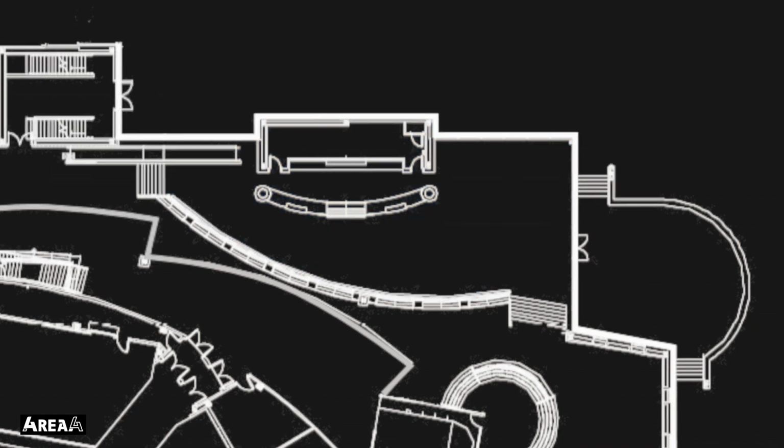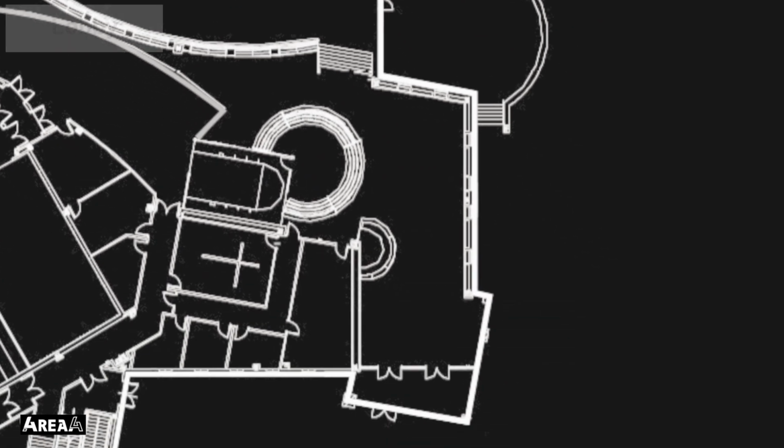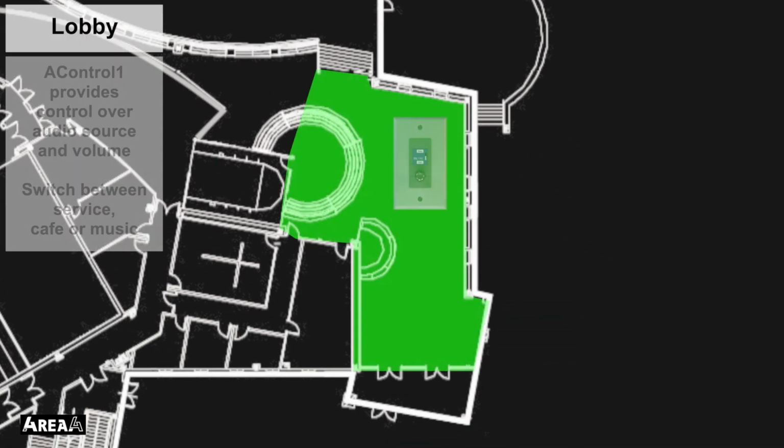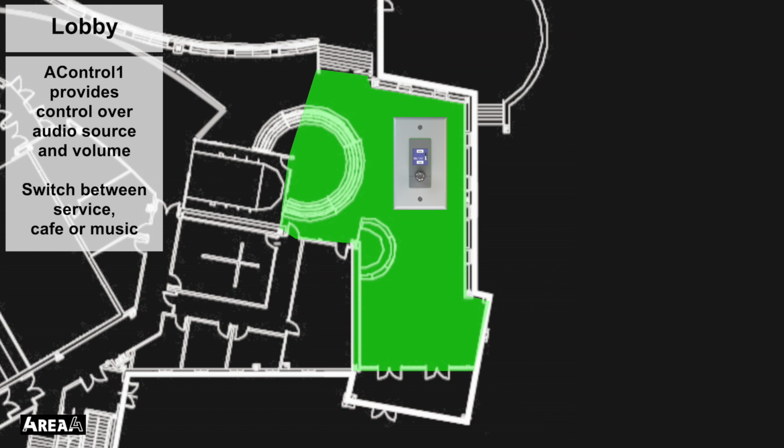In the lobby, Area 3, is an A-Control-1. This makes it possible to listen to the service from outside the main venue. The A-Control-1 is set up as a source selector, so it could play generic background music, audio from the main hall, or the audio from the cafe where musicians are performing in there.